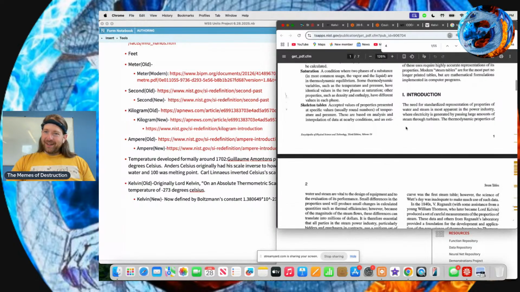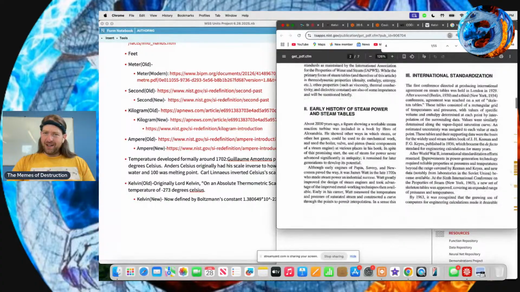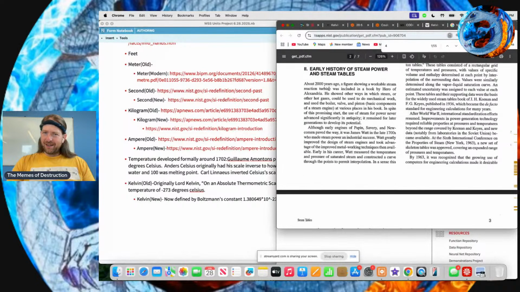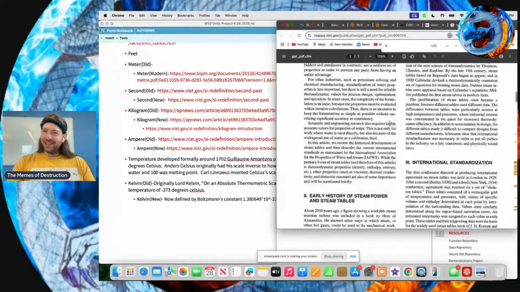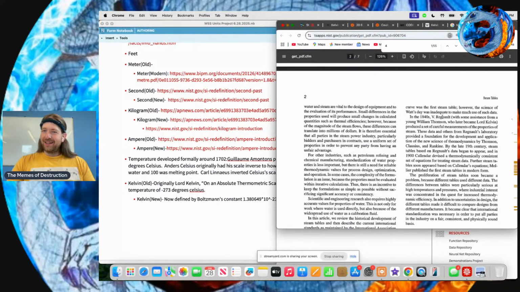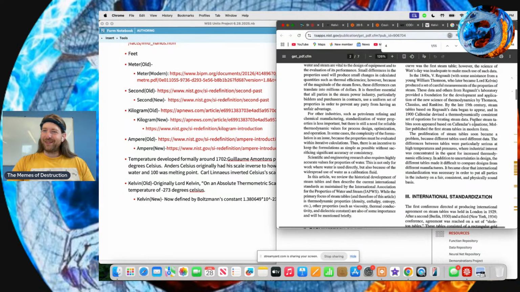Need for standard representation. Steam power. All right. About 2,000 years ago. Figure showing a workable steam table. Reaction turbine was included in a book by Hero of Alexandria. Wow. In which steam or hot gas could be used to do mechanical work. Wow. Let's see. Here was the very first steam table in the 1840s. The original with some assistance from a young William Thompson, who later became Lord Kelvin.